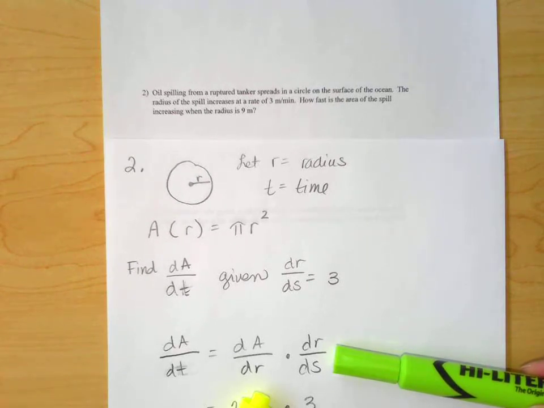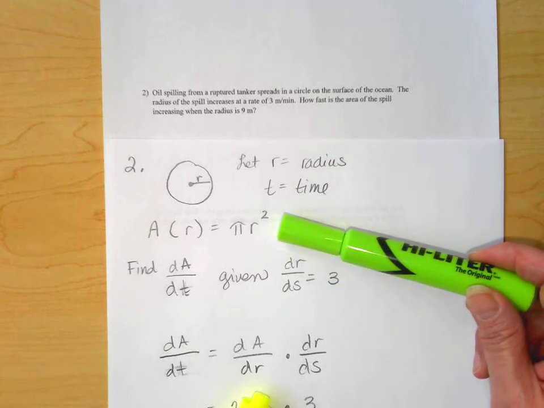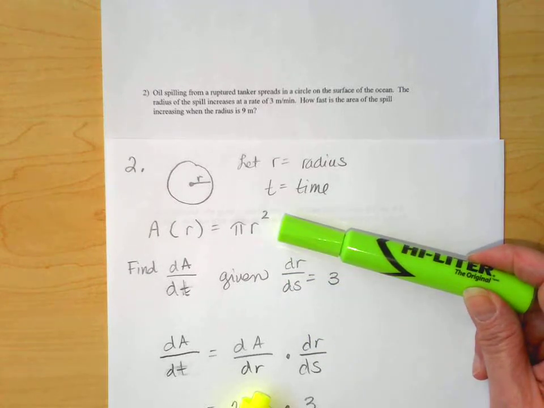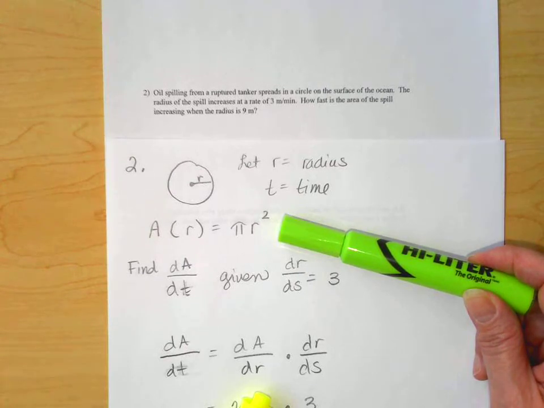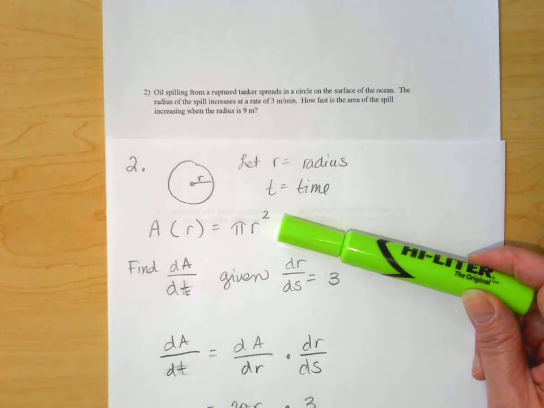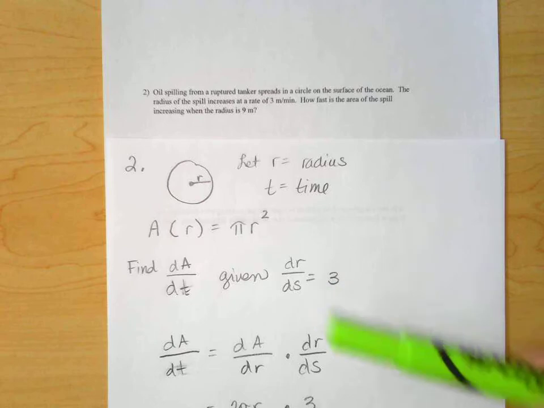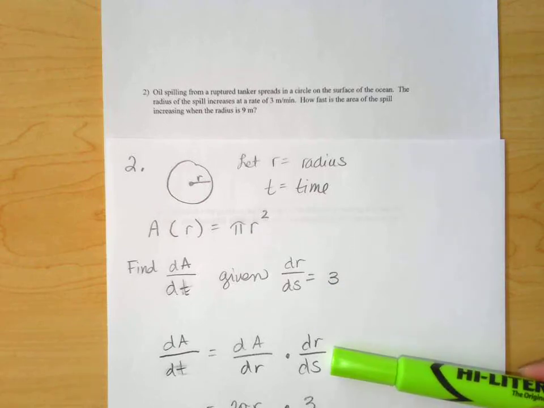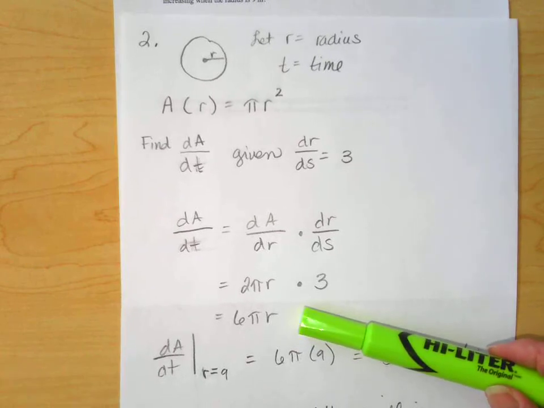Well, I can find the derivative of area with respect to r up here. The area is pi r squared. Then the derivative is 2 times pi r to the 2 minus 1, or just 2 pi times the radius. I'm given the derivative of r is 3, so by multiplying those, I get 6 pi r.